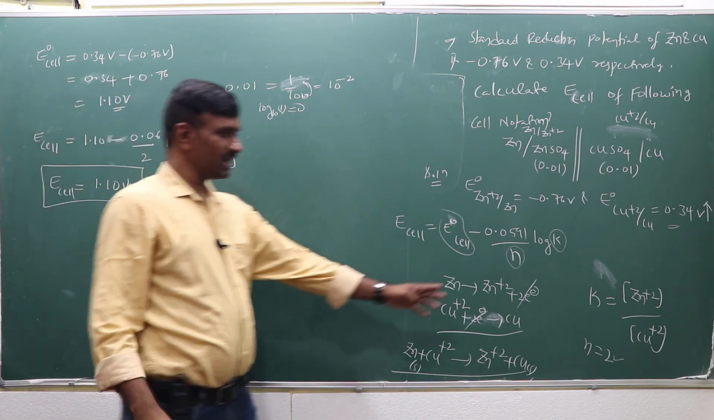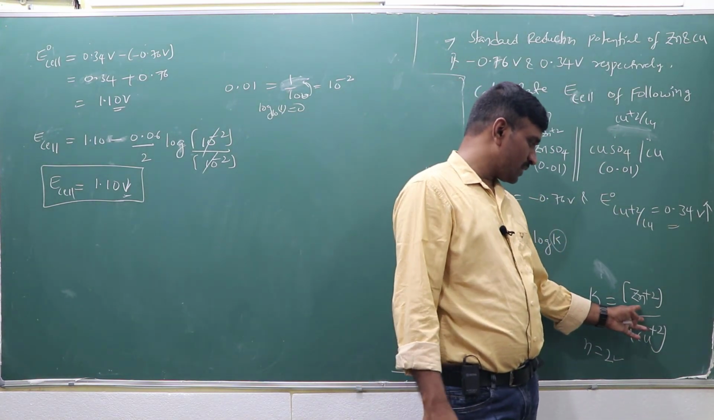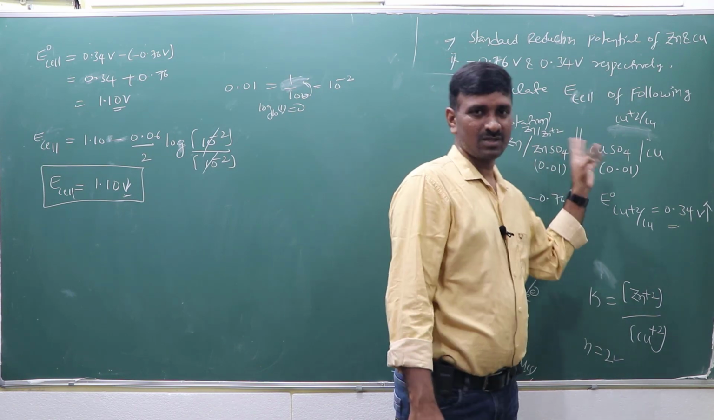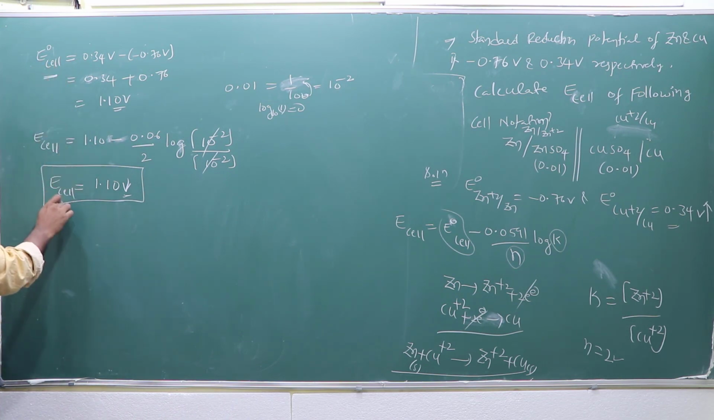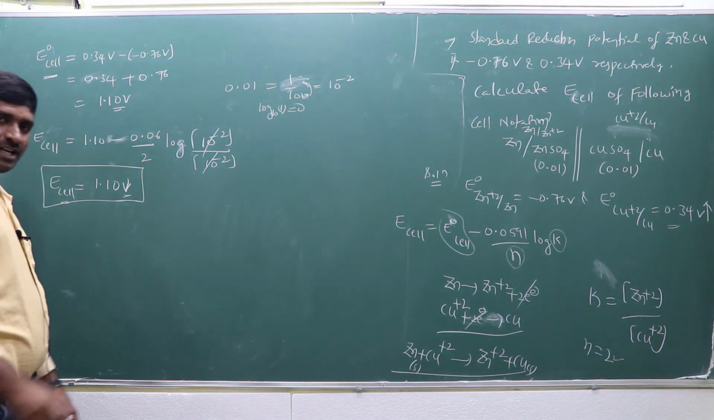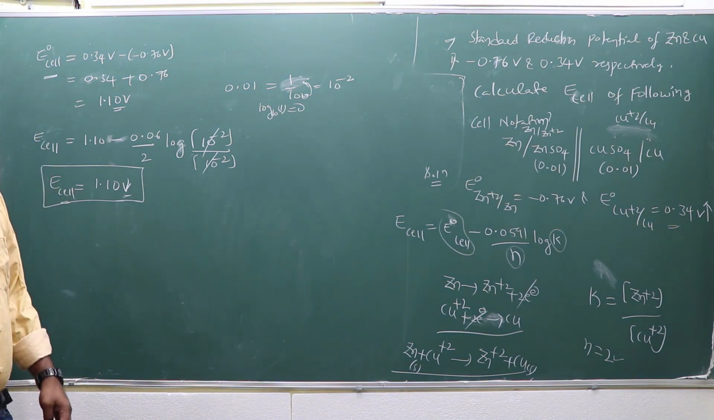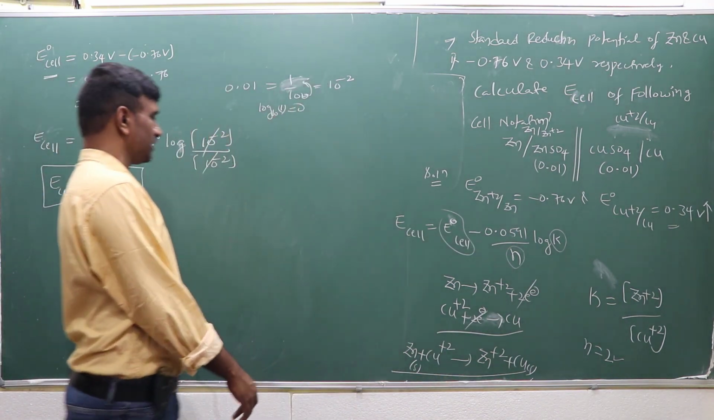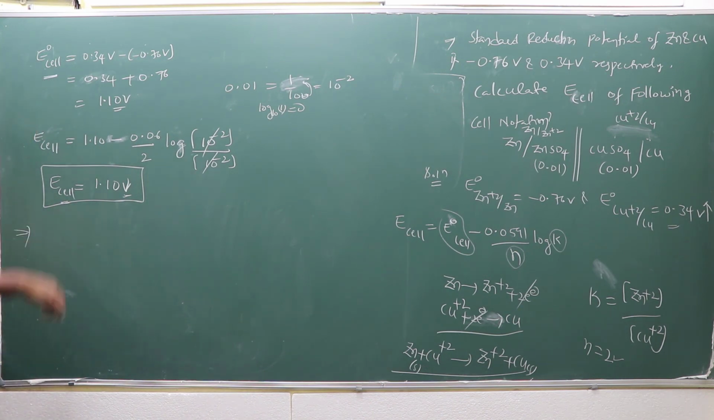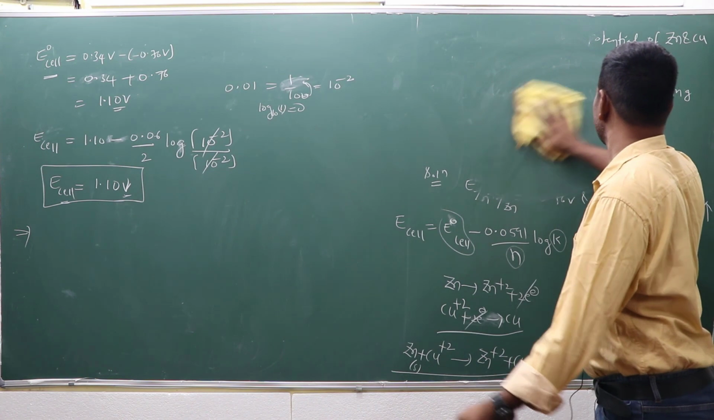If the number of electrons is the same and the concentrations of products and electrolytes are the same, then E cell is equal to E0 cell. Not in all cases, there may be deviations depending on the n value, the number of electrons. I can explain later. This is the E cell value, 1.10 volts. This is the previous problem, a simple problem. Next, another example.